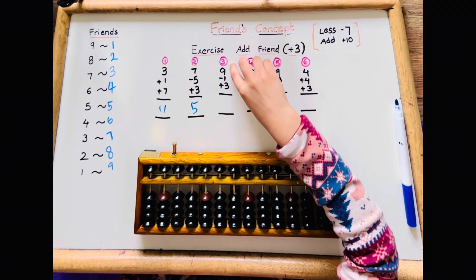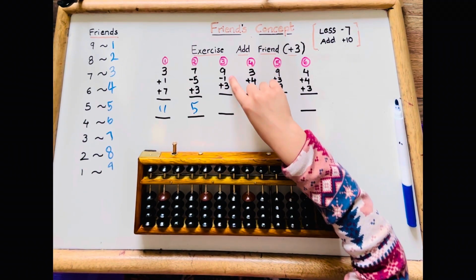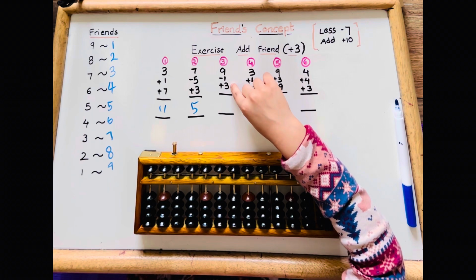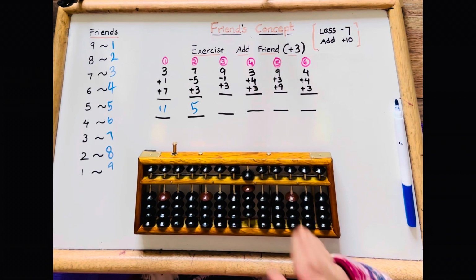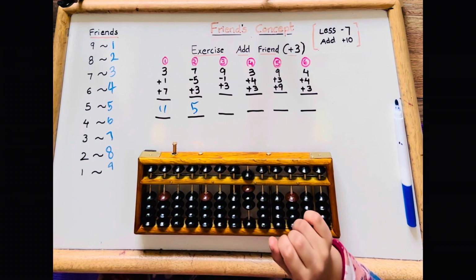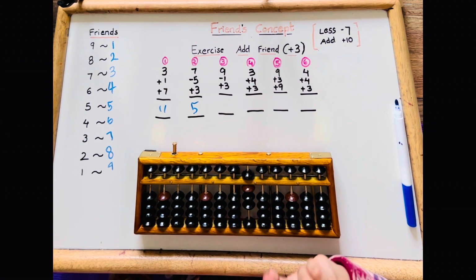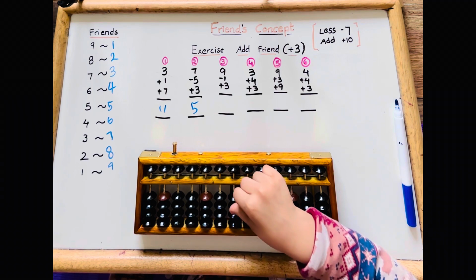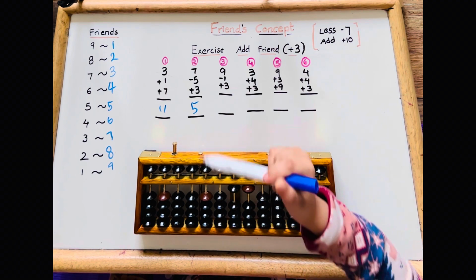Let's do third sum. Nine minus one, add three. Nine minus one, there's minus one. And add three. There's no add three, so minus seven, add ten. The answer is 11.